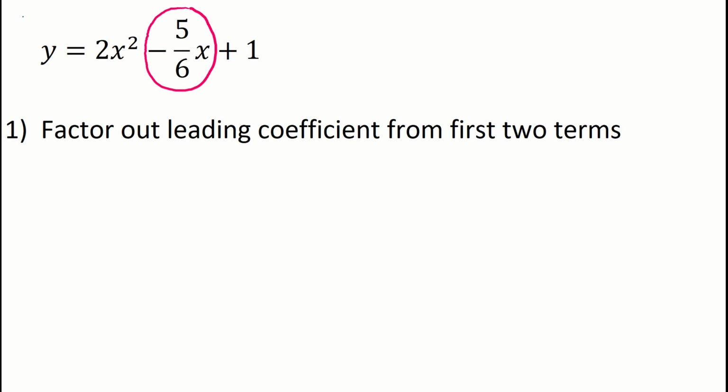So what we're going to do in this example is convert this into vertex form and see how this fraction impacts this process. The first step is exactly the same. We're going to factor out the leading coefficient from the first two terms. Now the leading coefficient is this 2 right here. So when we go to factor it out, we are taking the 2 outside of the brackets, and inside the brackets, 2x squared divided by 2 gives us an x squared from our first term. In our second term, we have to do negative 5 over 6 divided by 2. So this is where things can feel a little bit intimidating.